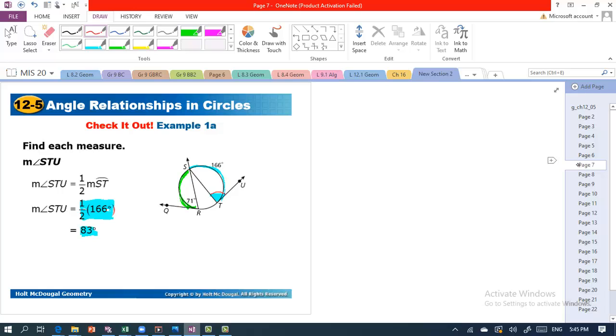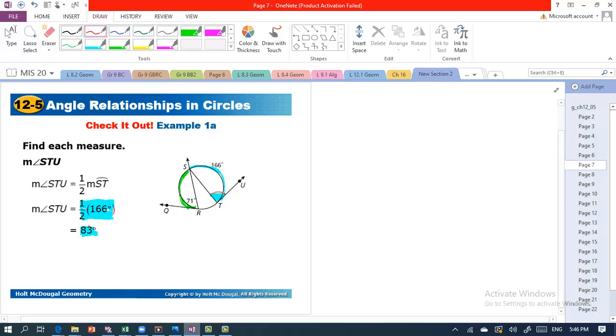A third example: find each measure. They want us to find the measure of angle STU. It intercepts the arc ST, and the given arc is 166. This is an angle between a tangent and a secant, between ST and TU, so STU is half of 166 as a rule, which is 83 degrees.